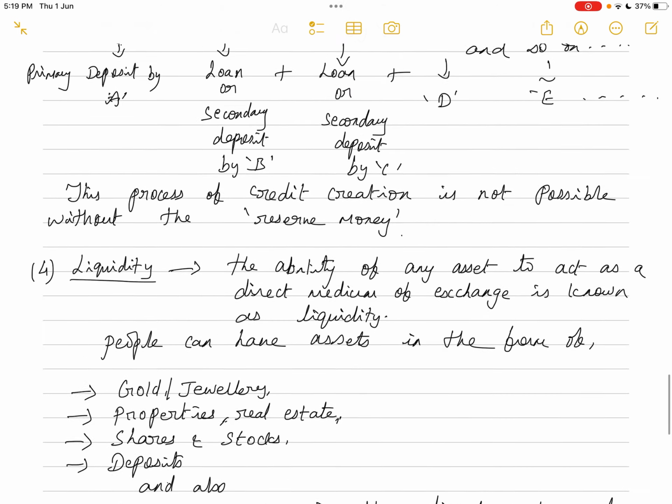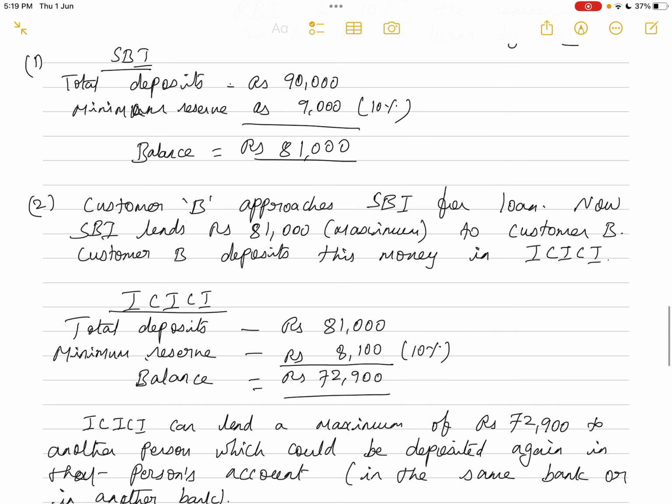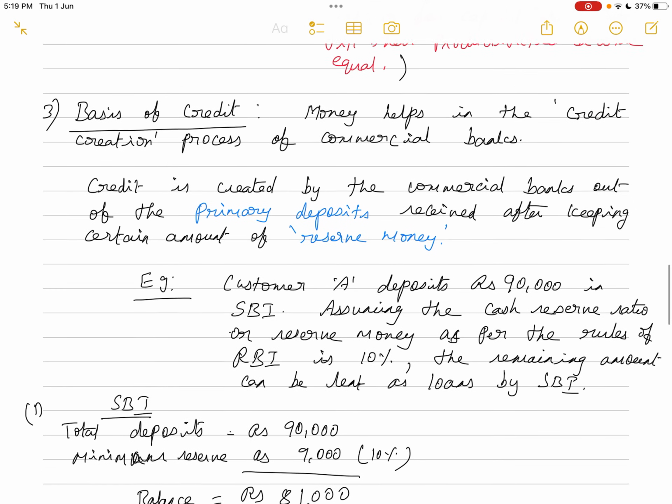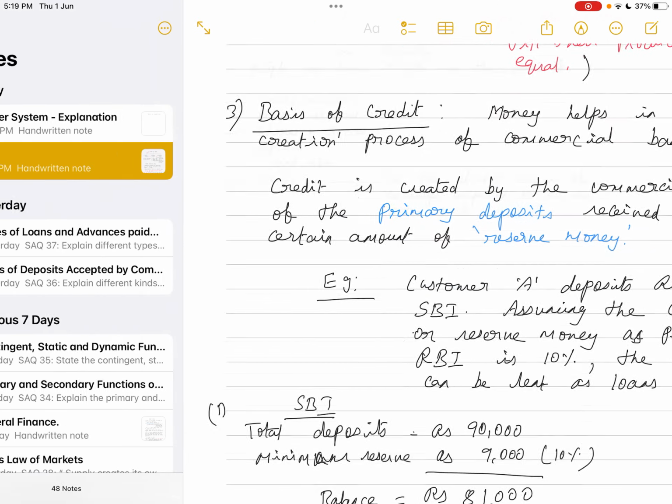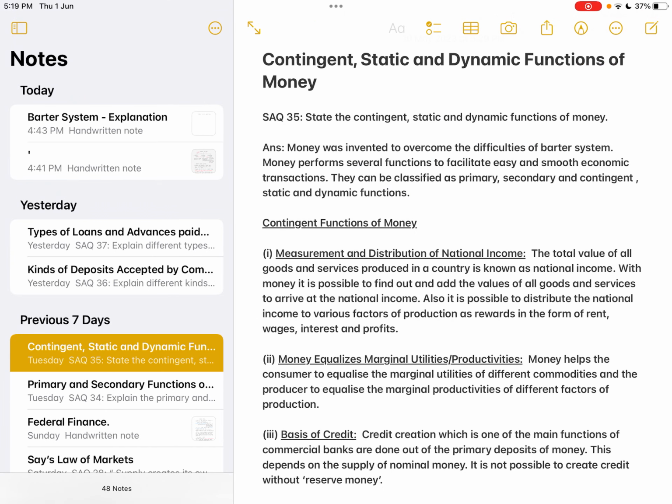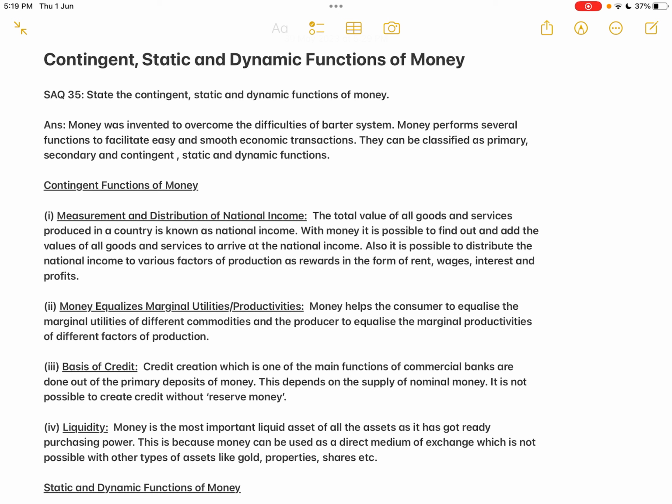Okay, so this again is the contingent function of money. Now I think I have clearly explained to you all these contingent functions of money. Now let us go back to the actual answer.